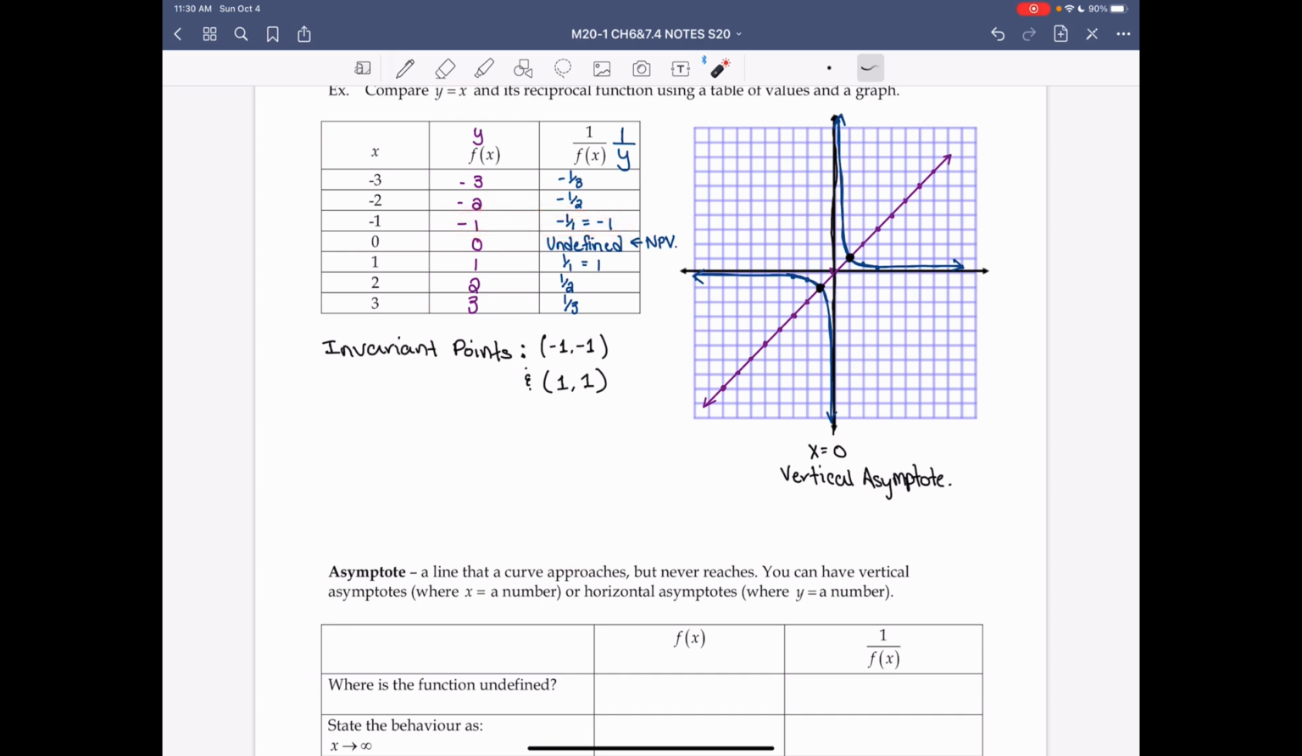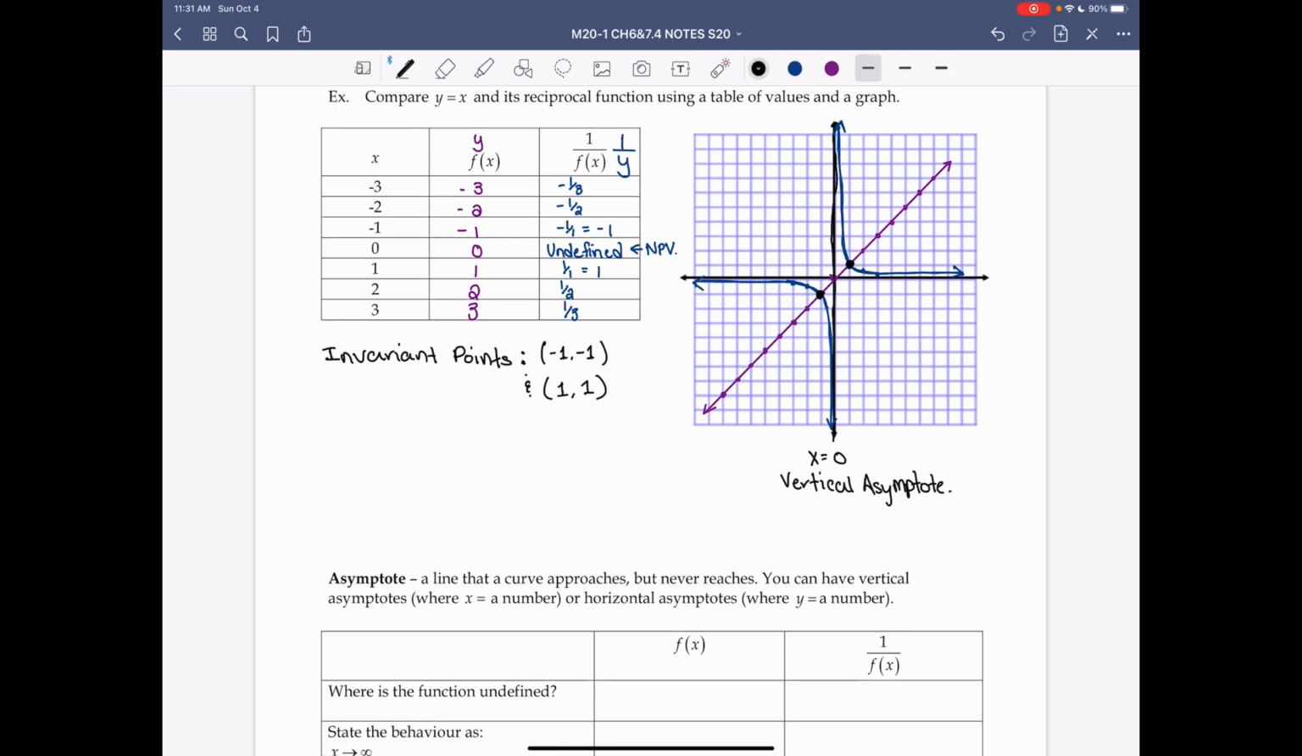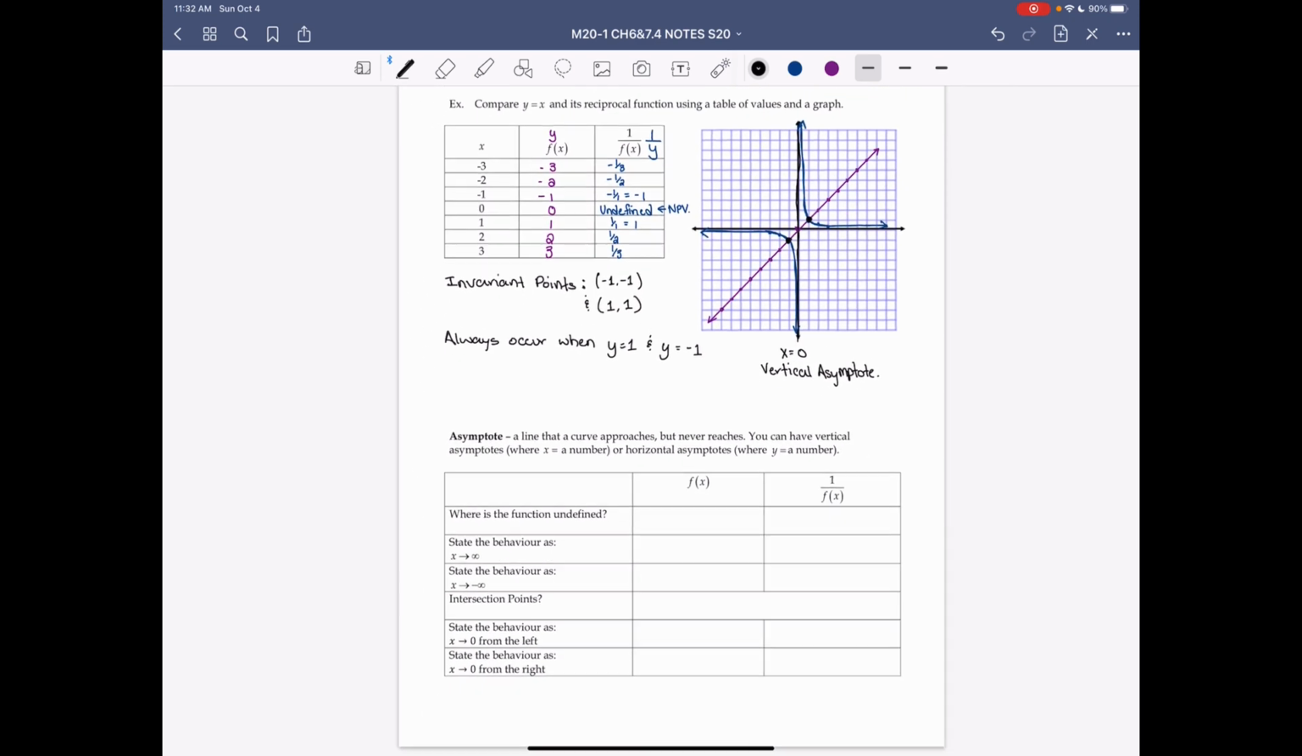So those values are always going to be the same. Then that tells us that our invariant points always occur when y equals 1 and y equals -1. And those will be the only invariant points, because any other value of y, 1 over that value would give us a different value. Okay, let's look at some more information.